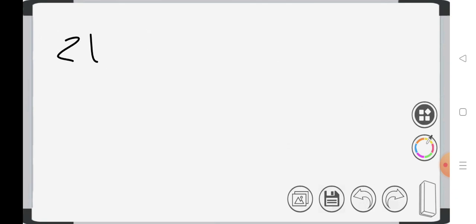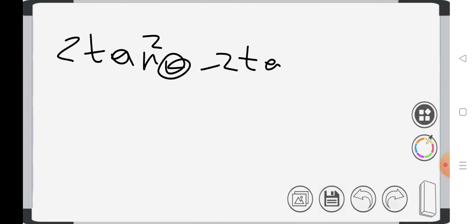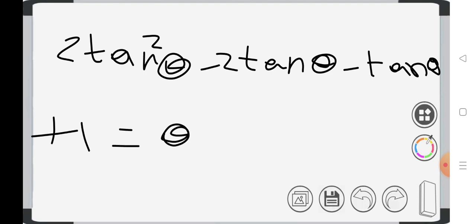2 tan square theta minus 2 tan theta minus tan theta plus 1 is equal to 0. You observe here it is minus and minus. So what will you get if you add this? You will get minus 3 tan theta. If you take the product, minus 2 tan theta into tan theta, you will get 2 tan square theta. In this way you have to do factorization. I hope you people know this one.